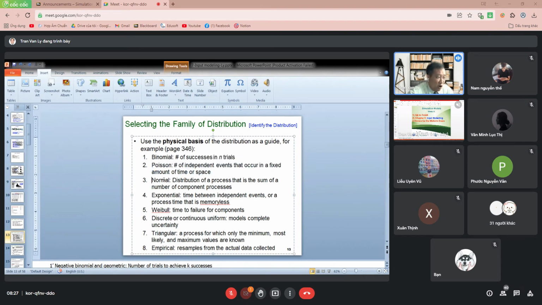The next, normal, is so famous. So they call it normal distribution. It is a sum of a number of components of a process. For example, you want to check the length of your ruler. It normally follows the normal distribution. The volume of drinking water also.